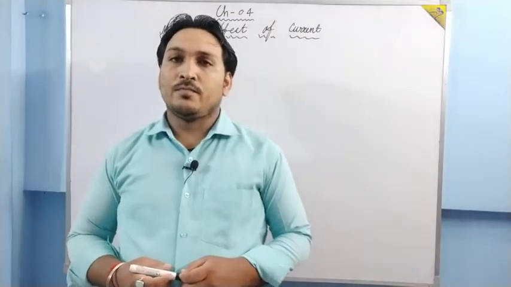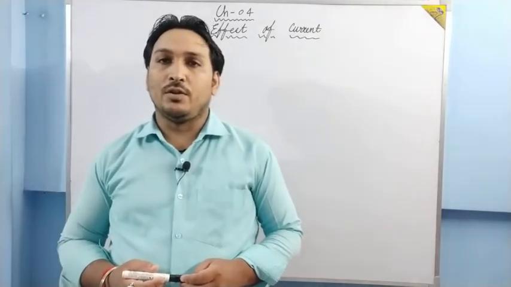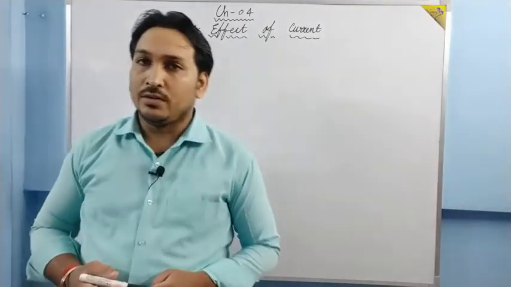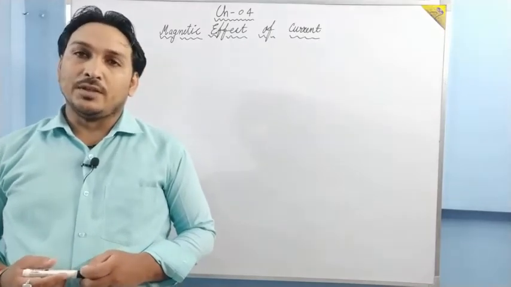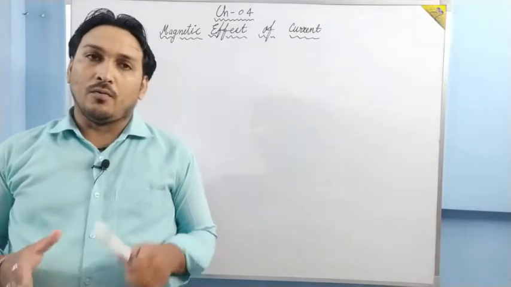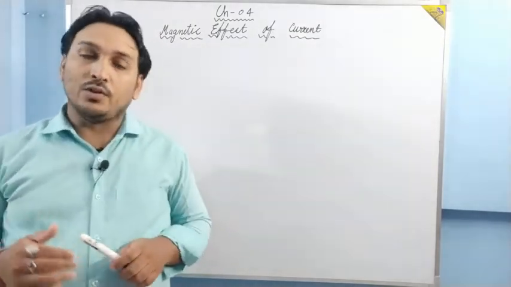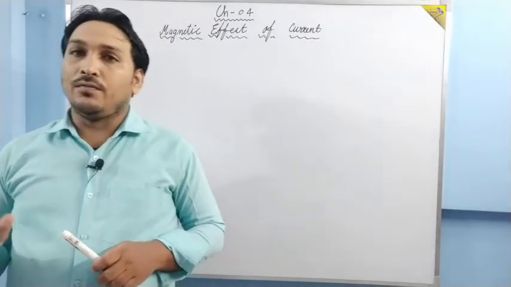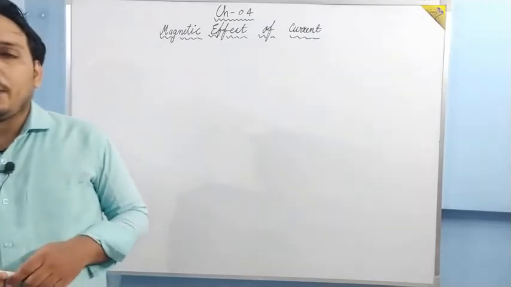Hello dear students, today we are going to start a new chapter, chapter number 4, and the chapter name is, as you can see on the board, magnetic effect of current. Basically in this chapter we will talk about what we also studied in class 10, that when a current is flowing through a wire, we find a magnetic field around the wire. That very thing is called magnetic effect of current.